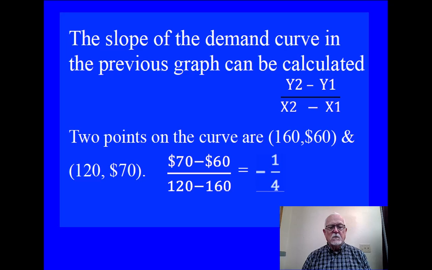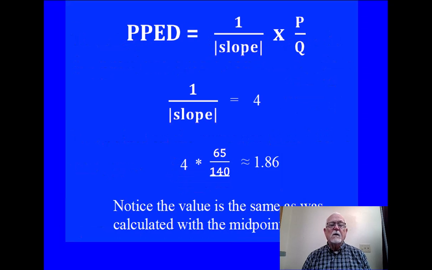All right. So now we've got the different numbers that we can use to do the calculations. The point price elasticity would be 1 over the absolute value of the slope, which would be 1 over negative 1/4. The absolute value would be 4. 1 over 1/4 is 4. And then we're going to use the midpoints, the average of the price and the average of the quantity, so that's 65 and 140.